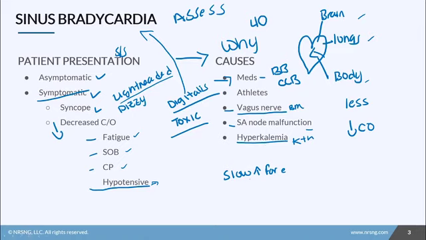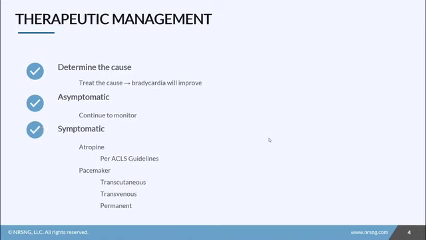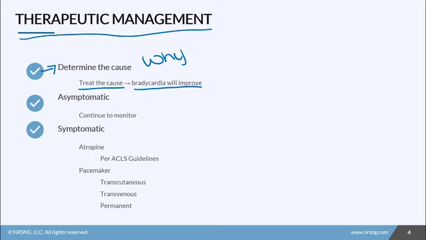So now let's talk about how we're going to treat the patients that are bradycardic. The therapeutic management that we've got to provide for bradycardic patients is, most importantly, determine the cause. If you can find out why these patients are bradycardic, then you know how to treat it and what to treat. And if you treat the cause, then the bradycardia will improve.